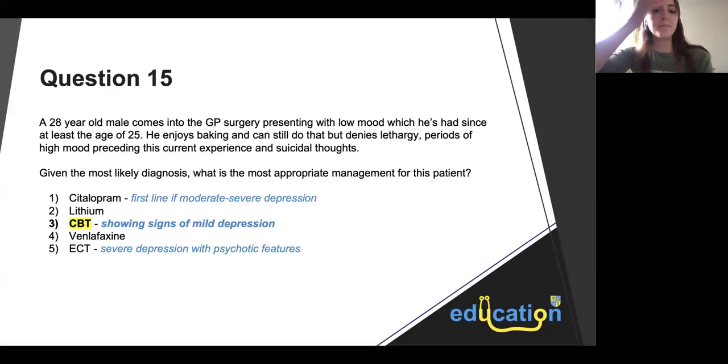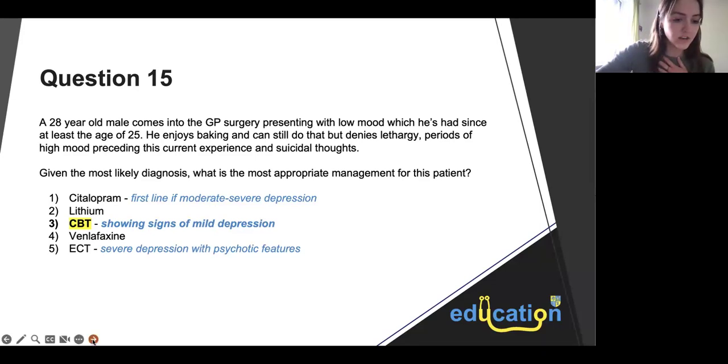So it points towards the mildest end of the spectrum of depression. They've also ruled out red flag symptoms such as suicidal thoughts or highly elevated mood. So this is definitely just a mild form of depression. And the first thing you would do is a form of therapy such as CBT. If they had more severe depression, you would start them on both.